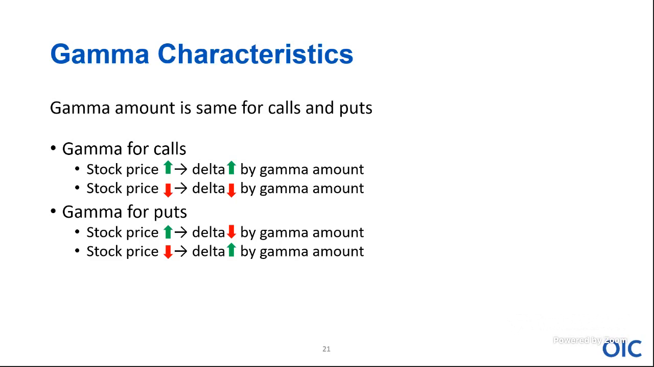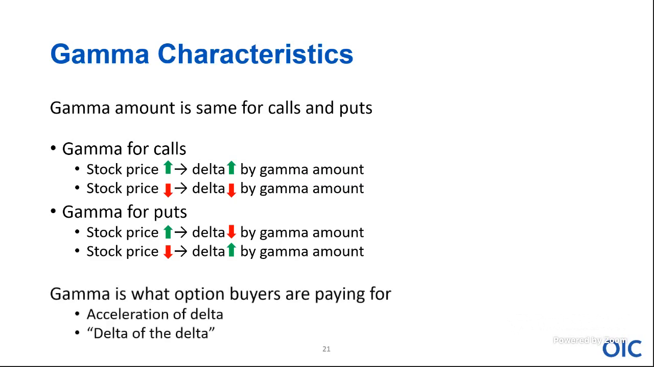Now, for each dollar, the gamma amount is trying to forecast how much that change is going to be. As the stock price drops, the delta goes down by the gamma amount. This is rather simple. And for puts, as the stock goes up, we know put deltas are going to go down. They'll move from in the money to out of the money, or further out of the money, and approach 0. And as the stock price drops, the delta of a put option goes up by the gamma amount. Now, first of all, if you're buying options, you're buying gamma. It's the same for calls and puts.